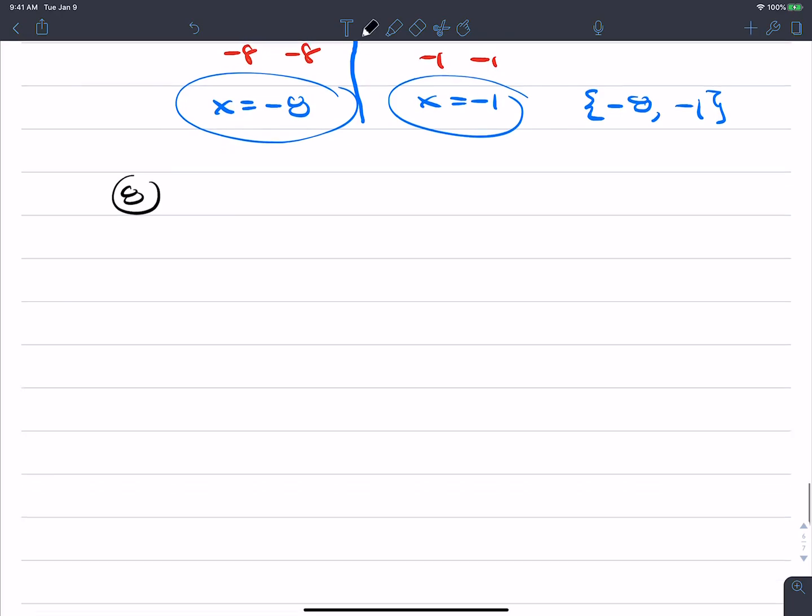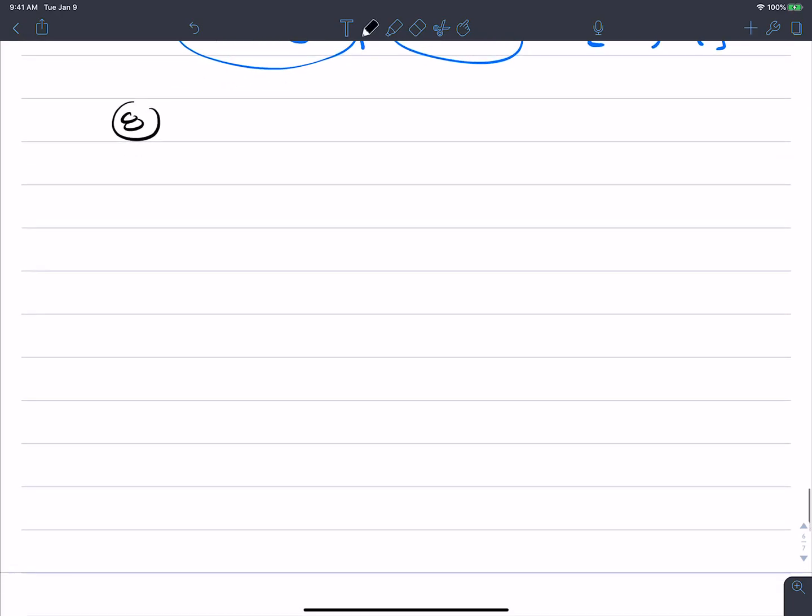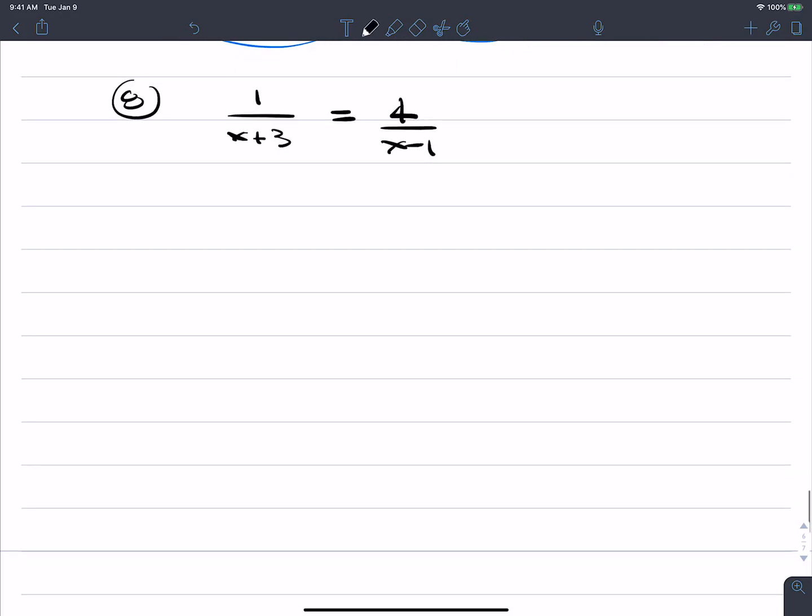What was number 8? 1 over x plus 3. 1 over x plus 3 equals? 4 over x minus 1. 4 over x minus 1. Okay, what else? That's it. That's it? Yeah. Okay. Let's write this a little better. 4 over x minus 1.